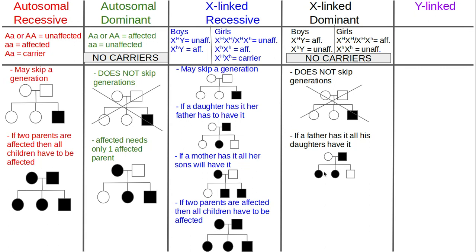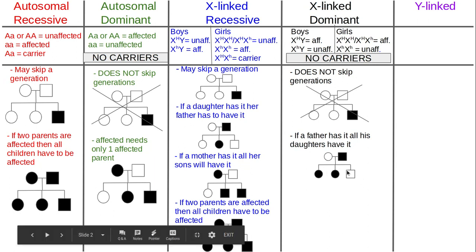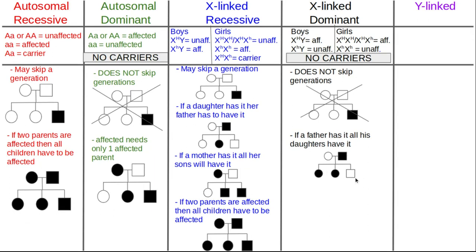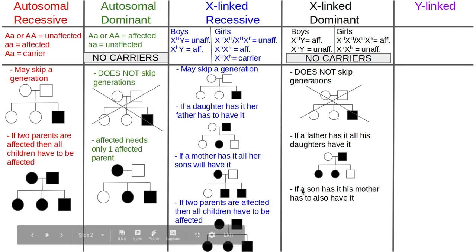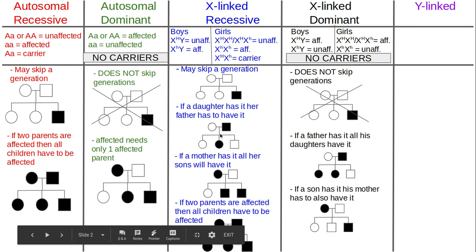Okay, so in X-linked dominant, dad only passes on one dominant X. That means all his daughters will present with the dominant X. His son will not, because dad gives the Y. If mom also had the dominant gene, then her son would have it. So like this one says, if a mother has it, all her sons will have it. In this case, if a son has it, his mother also has to have it. So this one's backwards again. This one was backwards for daughter and father, and this one's backwards for son to mother.